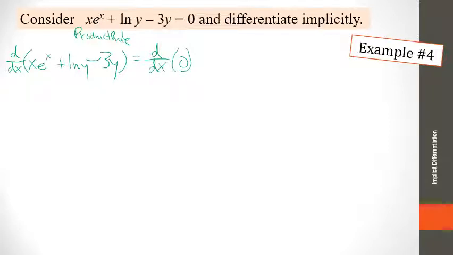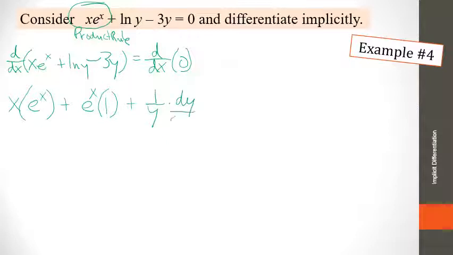Okay, so we're going to have to do product rule on x times e to the x. So first times the derivative of e to the x, which is e to the x, plus the second, e to the x, times the derivative of x, which is 1, plus, now we have to find the derivative of natural log of y, which is 1 over y, and we multiply by dy/dx, minus 3, and the derivative of y is 1 dy/dx, that equals 0. So I have x e to the x plus e to the x.